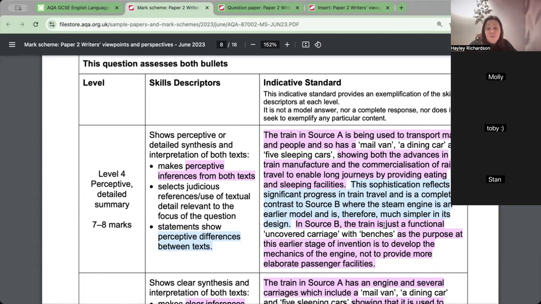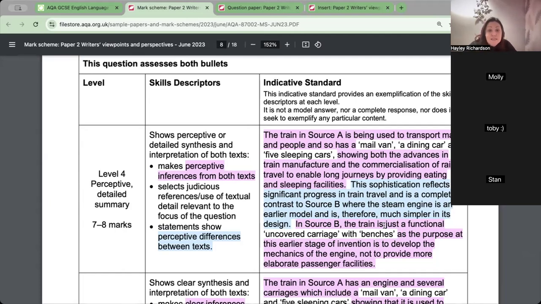Whereas if you said, in source B, it says, or they say, that there is an uncovered carriage, or the quote that says there's an uncovered carriage, as soon as you say this quote, or they say, or it says, it's not embedded.